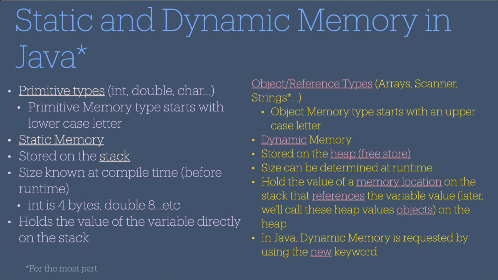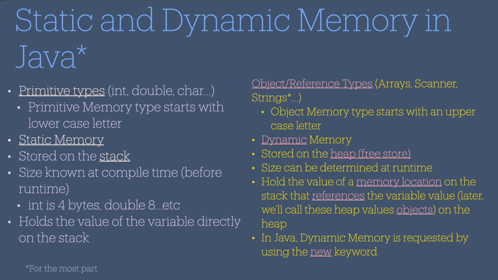In contrast to primitive types, we also have object or reference types. Things like arrays and Scanner and Strings. Object memory type often starts with an uppercase letter, okay? It's dynamic memory. It's stored on the heap or the free store, all right? And size can be determined at runtime, all right? So for our array, for example, we can determine its size at runtime, okay?